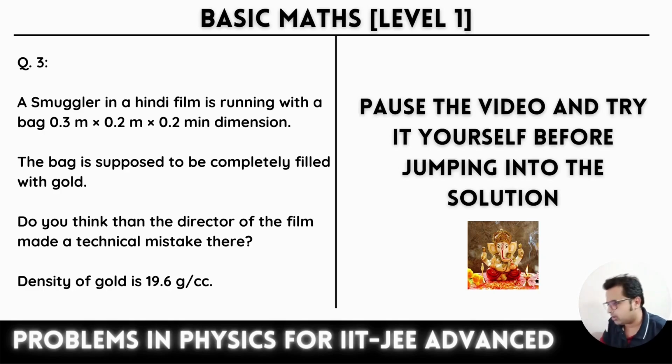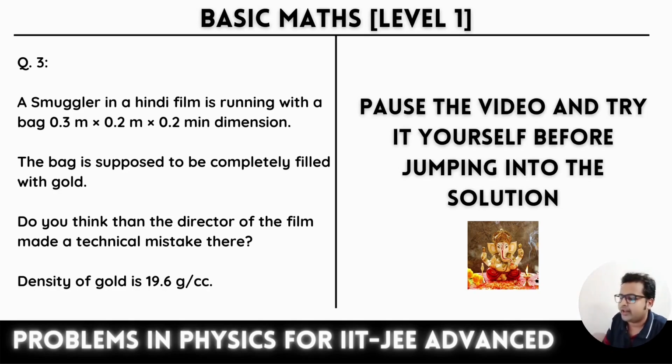Okay. So the third problem says that a smuggler in a Hindi film is running with a bag. So the dimension of the bag is given, 0.3 meter into 0.2 meter into 0.2 meter. Okay, there is a typo, that should be meter. The bag is supposed to be filled with gold. So he has got a bag of a particular dimension, and he is a smuggler. So definitely he will be smuggling gold. So he will be filling the gold. Do you think that the director of the film made a technical mistake here?